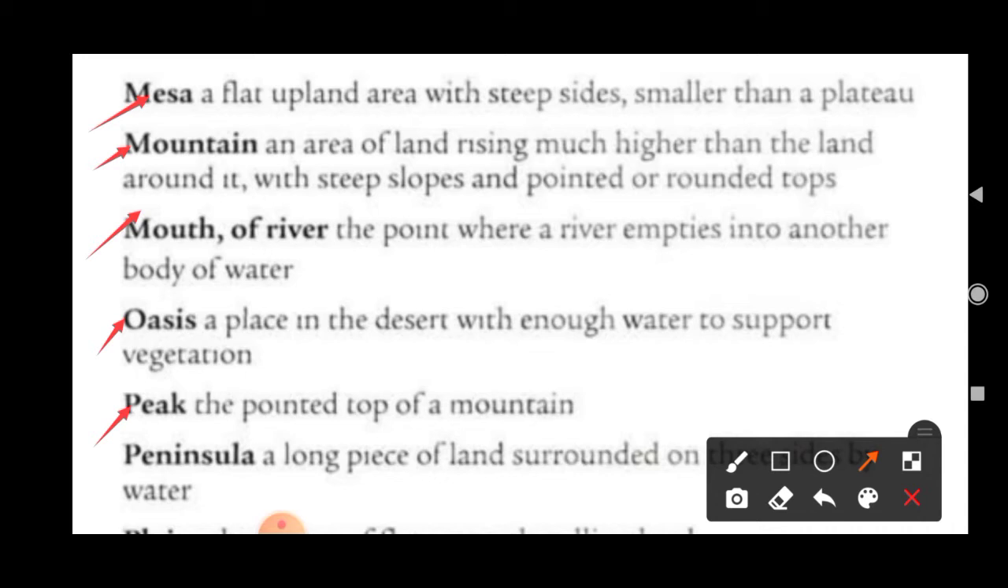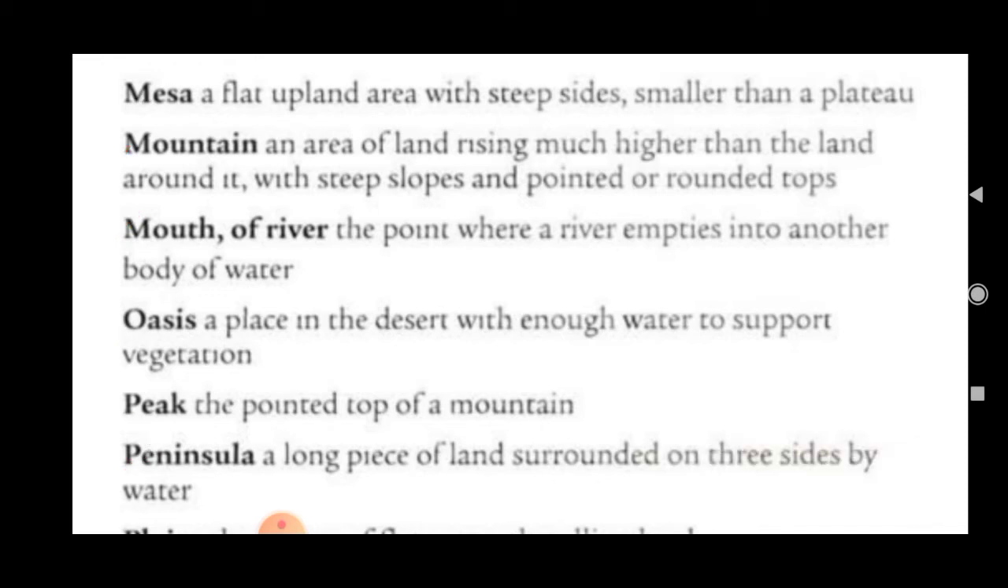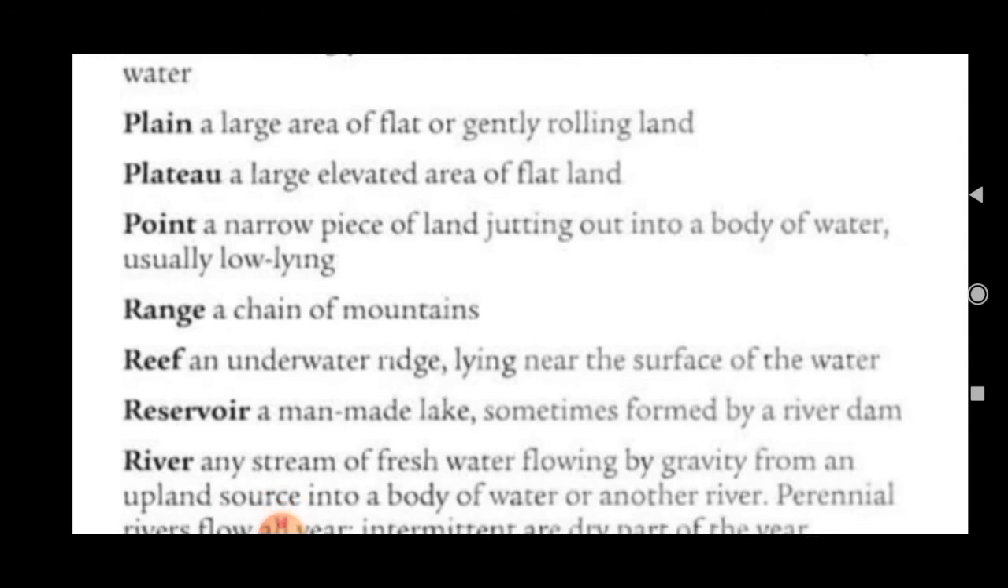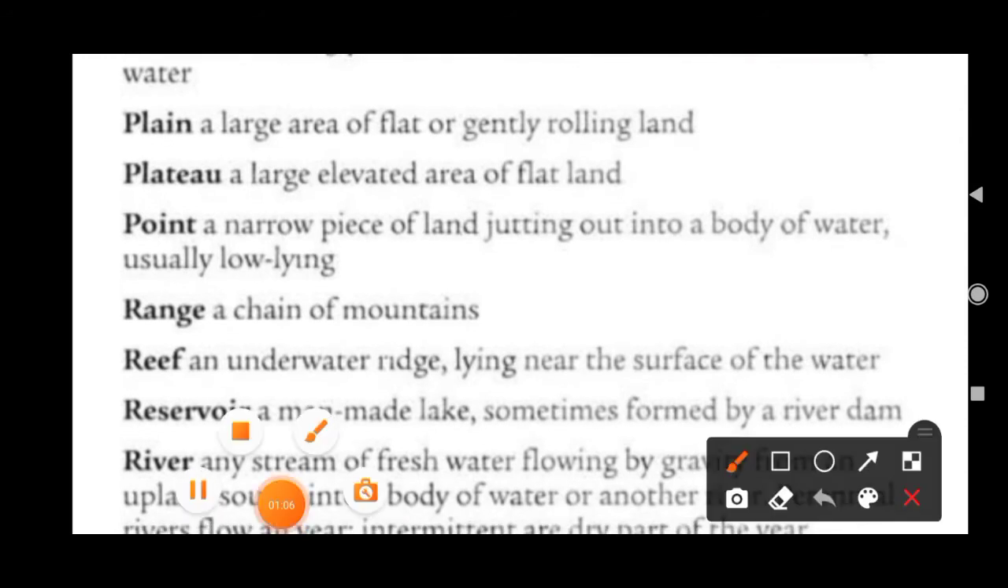And the next one is peninsula. A long piece of land surrounded on three sides by water is known as a peninsula. And the next word is plain. A large area of flat or gently rolling land is known as a plain.